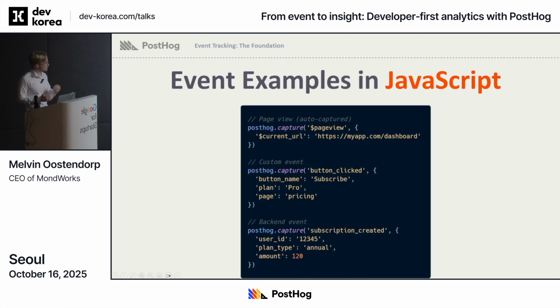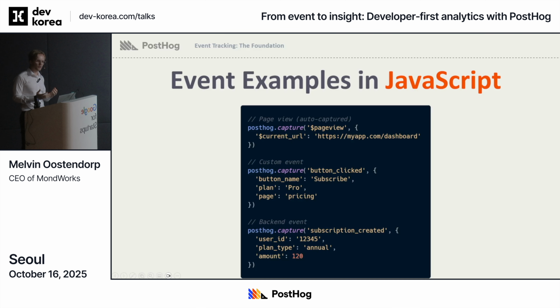So for an example, this is JavaScript, and all my examples have been JavaScript, but can be applied to any code language or SDK. Let me see, the second one is a custom event. We name it button clicked. And we give it properties, like the button name was subscribe, and the plan was the pro plan. And it came from the pricing page.